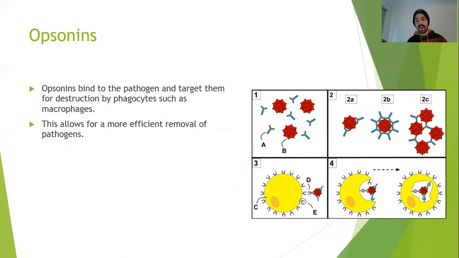So it makes it easier for a macrophage to identify these cells, and it makes it far more efficient to remove these cells. So you can see here's our pathogen, here's our antibody acting as an opsonin, and it's just going to tag that, and then the macrophage identifies that tag and will engulf it and start to break it down. And so opsonins are really handy at allowing more efficient phagocytosis.